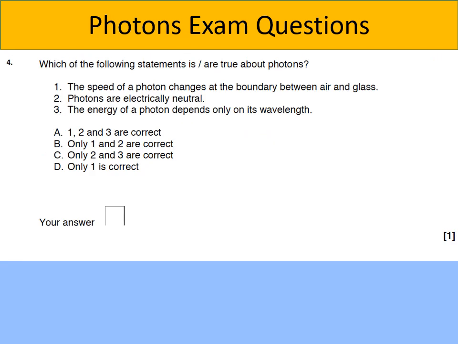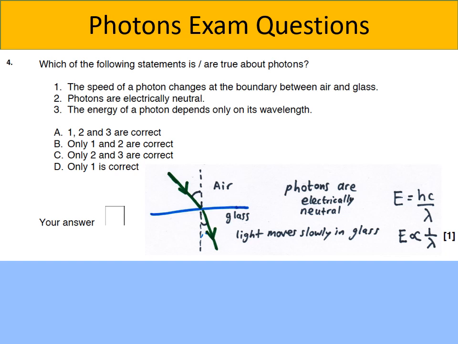Question number four, which of the following statements is or are true about photons? Number one, the speed of a photon changes at the boundary between air and glass. Number two, photons are electrically neutral. Or number three, the energy of a photon depends only on its wavelength.